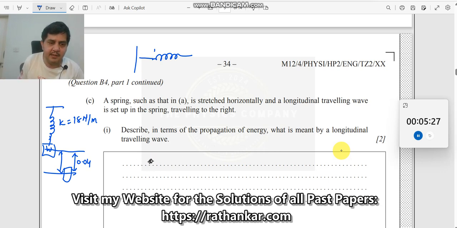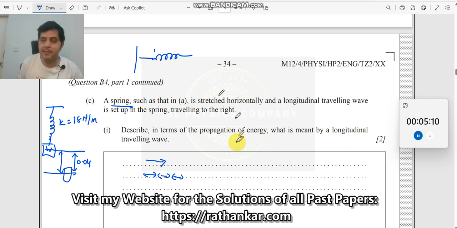A longitudinal wave is nothing but, if the energy is going in this direction, then the particles also start vibrating like this. This is what we have seen in the case of a sound wave. But you see, in this question they have asked about a spring and they are asking about a longitudinal wave in this context. What you need to do is describe it like this over here.